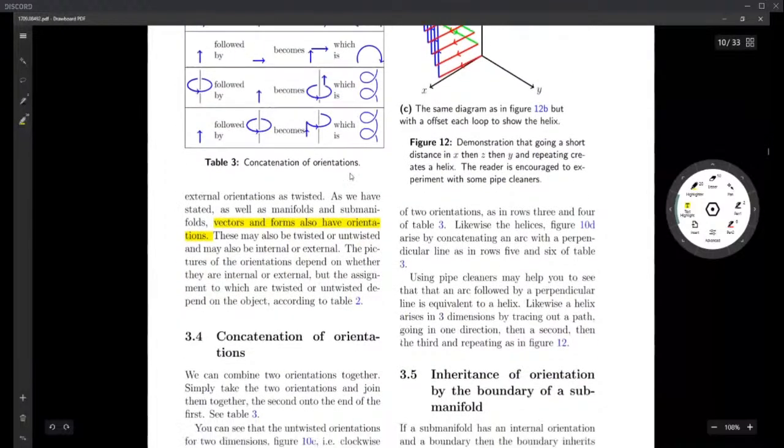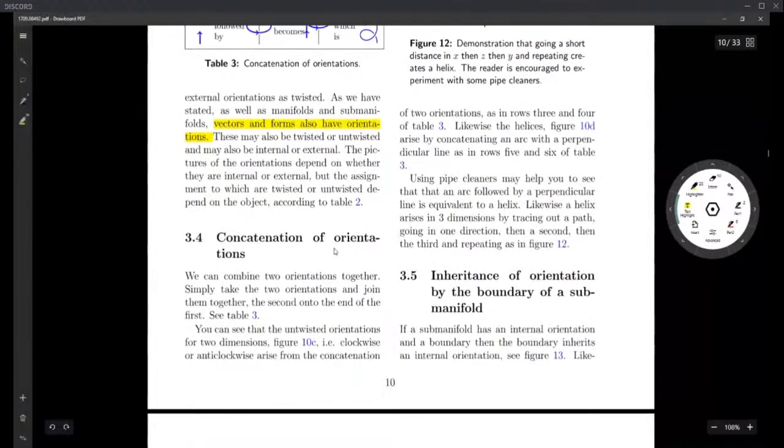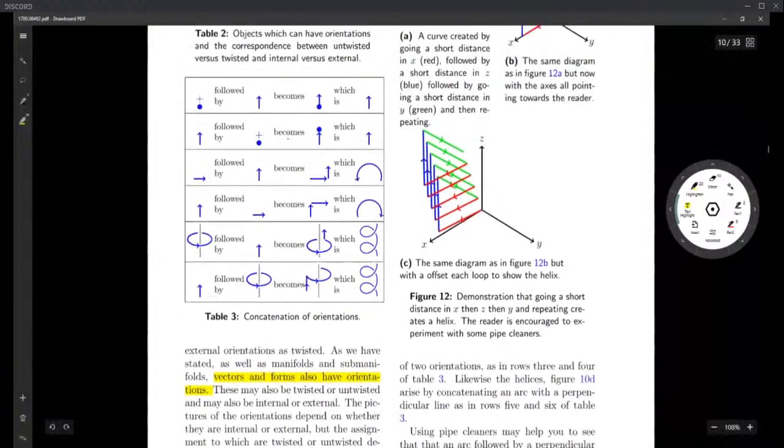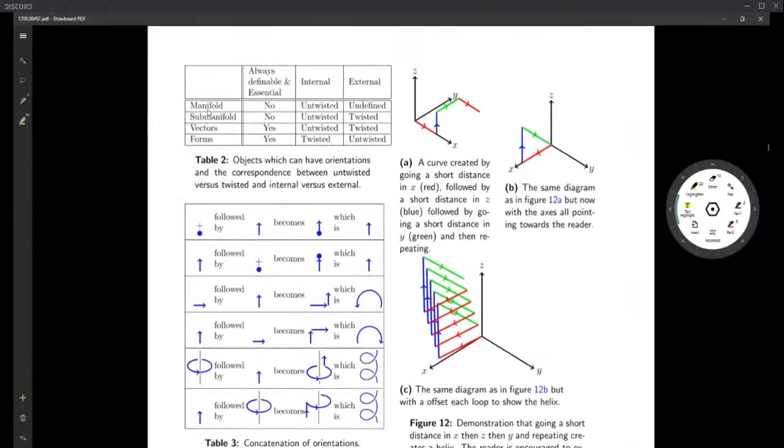Next, we'll look at concatenation of orientations. So what is concatenation? That's basically adding two things together. You can combine two orientations together. Rather than me explaining the text, I'd rather have you visualize this. Right here you have a point, denoted by 0, plus a line, which gives rise to 0 plus 1, so it should just result in 1.